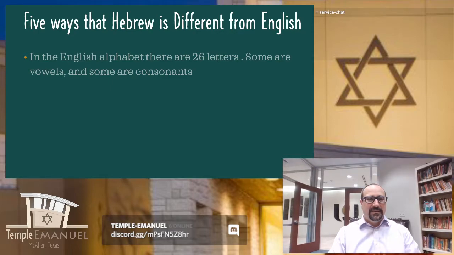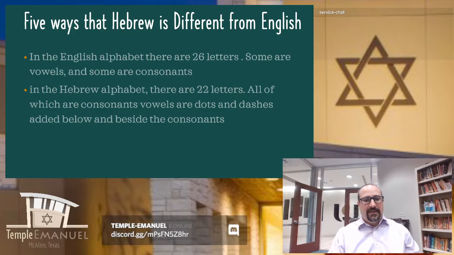In Hebrew, there are 22 letters. All 22 Hebrew letters are consonants. Vowels are dots and dashes added beside or below the consonants. So every Hebrew letter is a consonant.